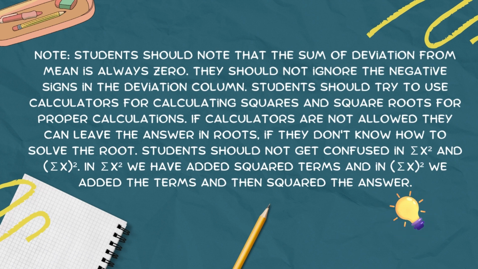Note: students should note that the sum of the deviation from the mean is always 0. They should not ignore the negative signs in the deviation column. Students should try to use calculators for calculating squares and square roots for proper calculations. If calculators are not allowed, they can leave the answer in roots. Students should not get confused between summation of x squared and the summation of x, in parentheses, squared. In sum x squared, we have added squared terms, and in the parentheses version, we added the terms and then squared the answer.